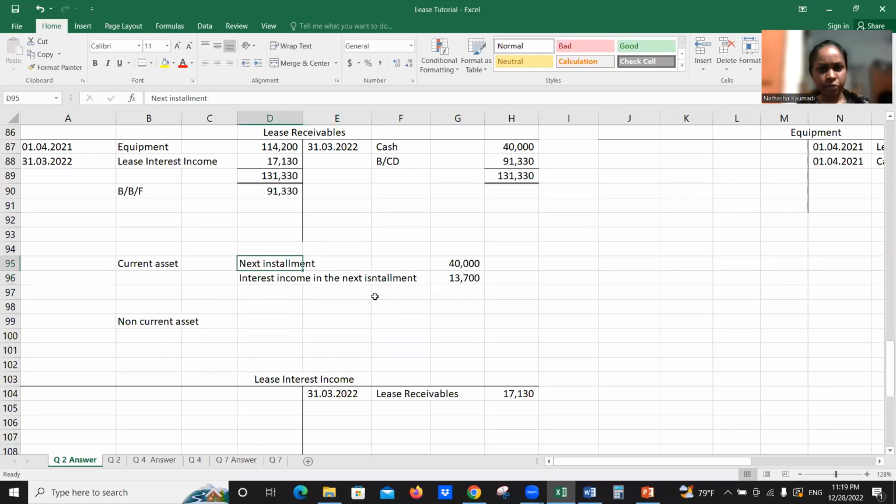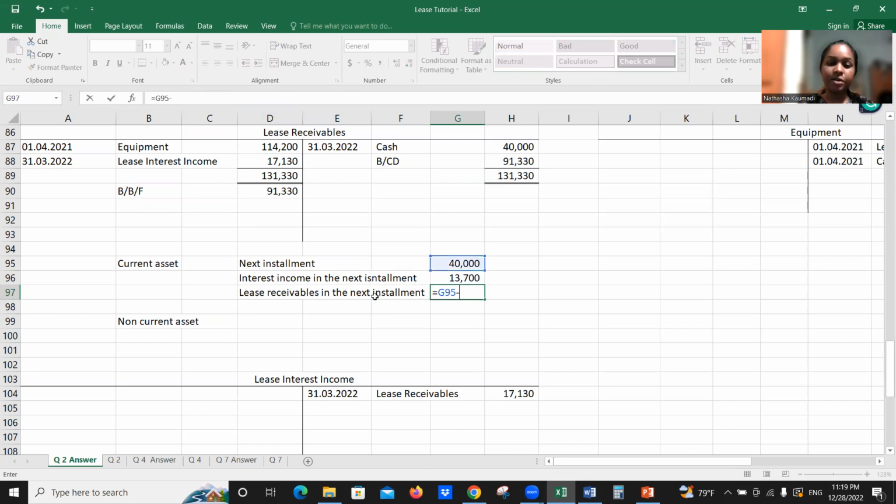So if 13,700 of the 40,000 installment we receive is interest income, by how much does the lease receivable actually reduce? The lease receivable in the next installment: you are reducing 13,700 from the 40,000. Inside the 40,000 installment there is interest income of 13,700. If you remove that part, the balance 26,301 is what reduces our asset, the lease receivable.